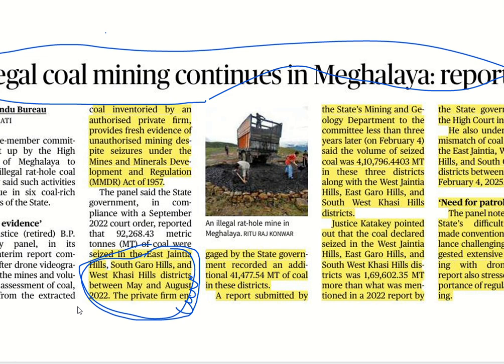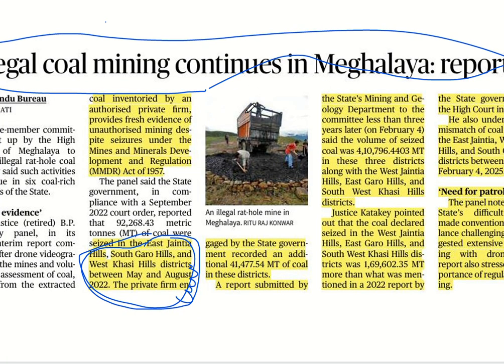and also would not be helpful for your environment. It creates a number of problems. These are some illegal mining, and in any form, if it is ongoing in any uncontrolled way, that would not be helpful.